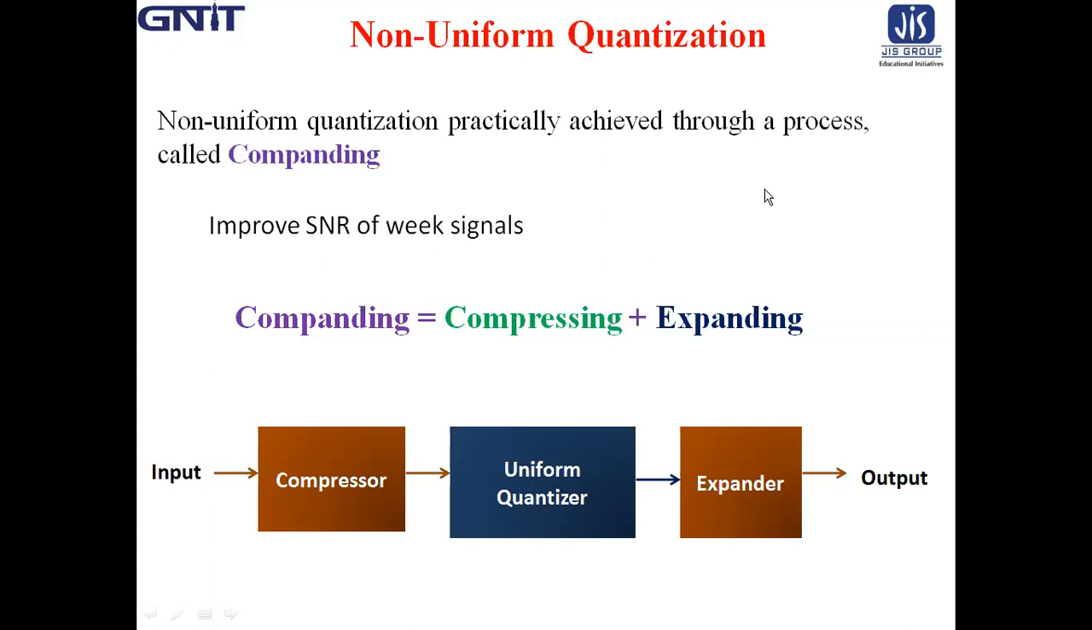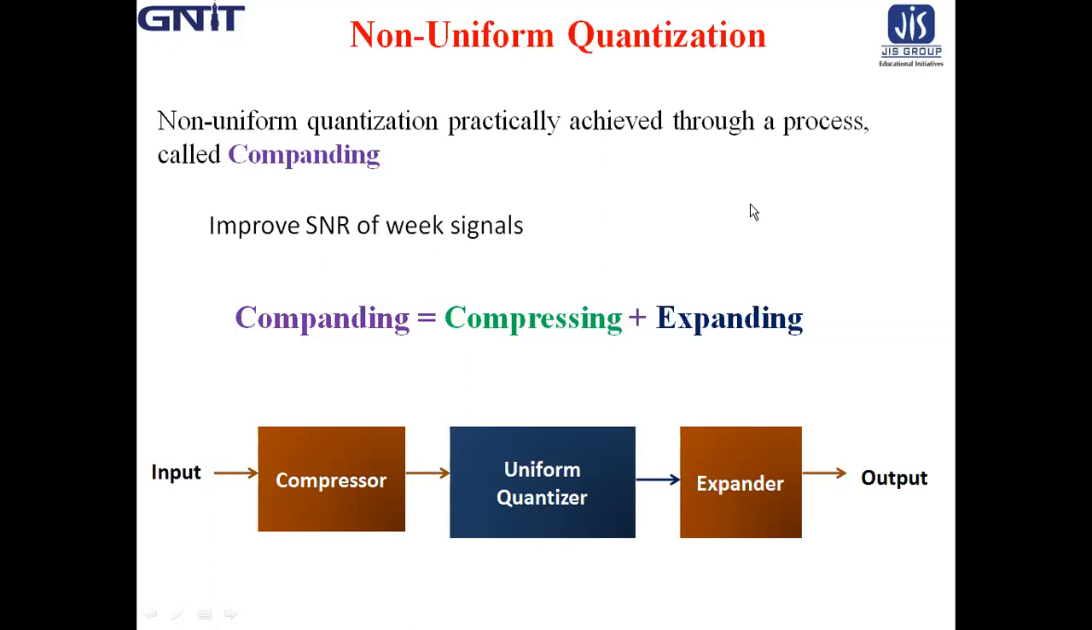So the first question that arises in our mind is why we should go for non-uniform quantization or why we should go for companding. What are the extra advantages of using companding? So companding is basically non-uniform quantization. It is required to be implemented to improve the signal to quantization noise ratio of weak signals.